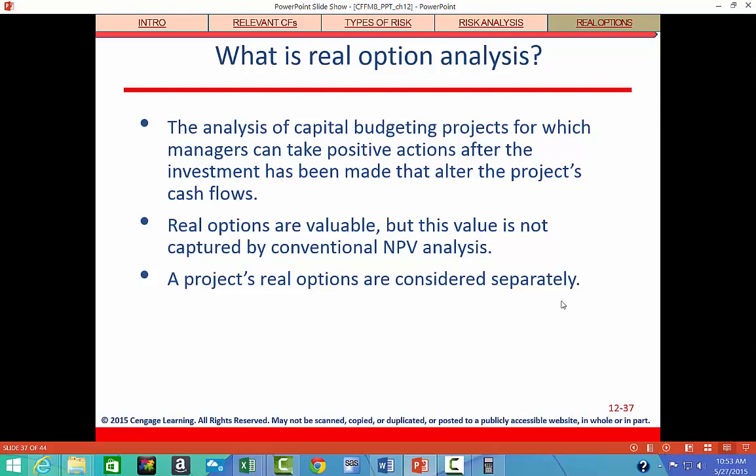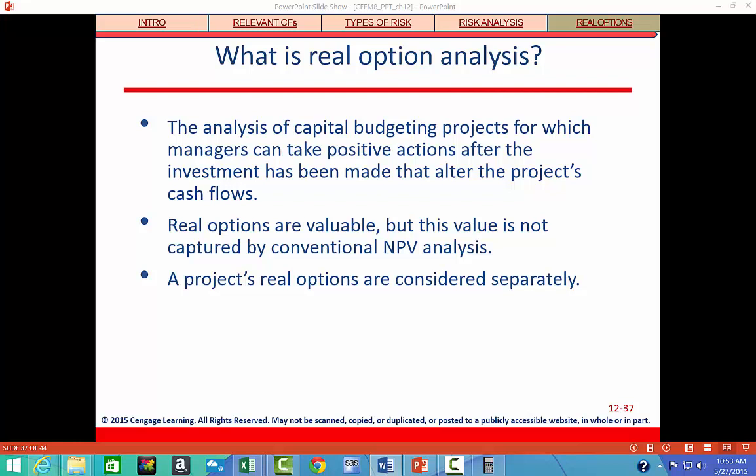Then we switch to a different topic, but it relates, and it's called real option analysis. Originally, the discounted cash flow techniques were developed to value securities such as stocks and bonds, which are pretty much passive investments. Once the investment has been made, most investors can take no actions that influence the cash flows that they produce. However, what we're talking about here are capital budgeting projects, and they are not passive investments. Managers can often take positive actions after the investment has been made that alter the project's cash flows.